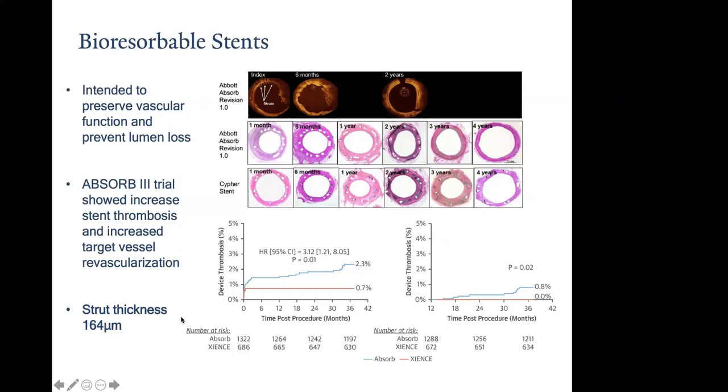The problem was that these bioresorbable stents had an extremely high stent strut thickness, 164 microns. And so there was an early signal of stent thrombosis, which is this blue line here, compared to the Xience second generation stent, which was the comparison arm. And it actually persisted and actually got worse over time. Some of this was thought to be related to the way that these stents were implanted. But overall, it was a hazard that never really went away. And so bioresorbable stents kind of fell away based on the data of these Absorb trials, which showed this increased risk of stent thrombosis.